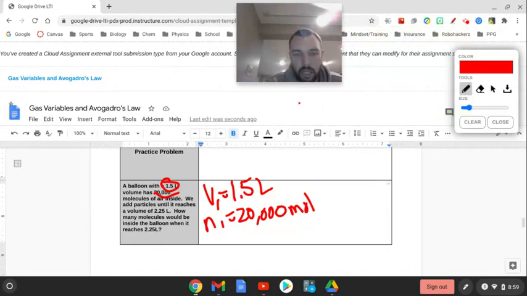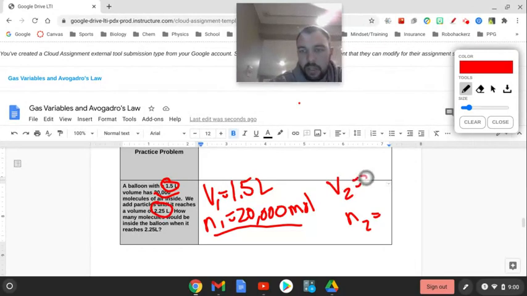All right, I got it to work here. So N1 is 20,000 molecules. We add particles, so I know that I should get a number bigger than that in the end. I'll put N2 over here. We add particles until it reaches a volume of 2.25 liters. So V2 is 2.25 liters. How many molecules would be inside the balloon when it reaches the 2.25? Okay, so this is my question mark.